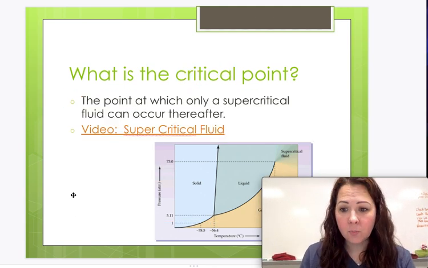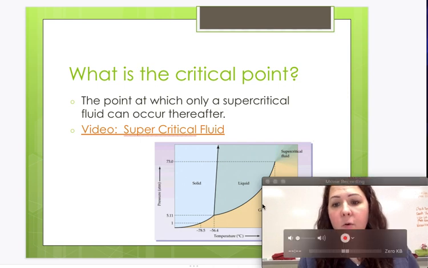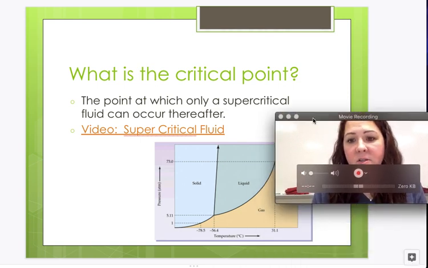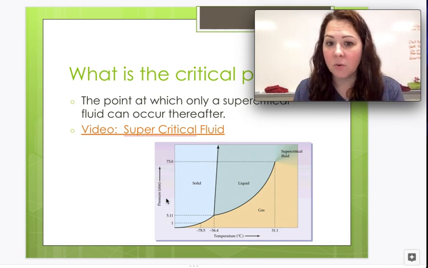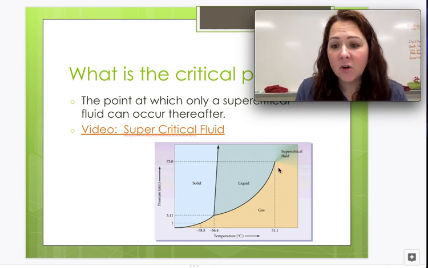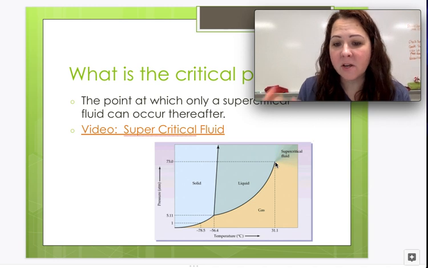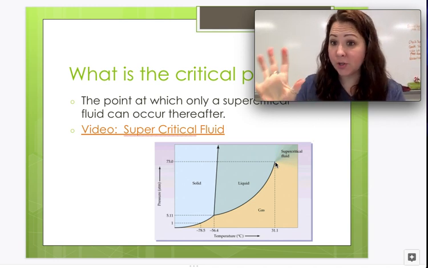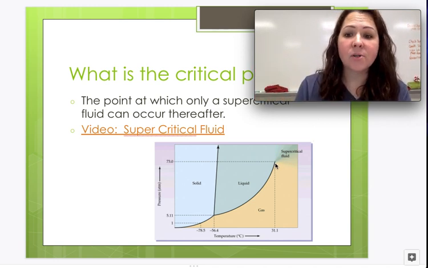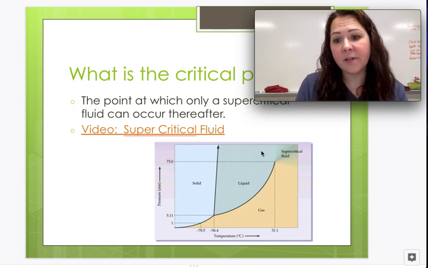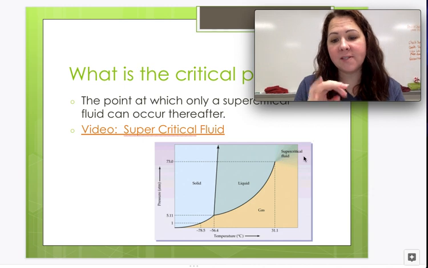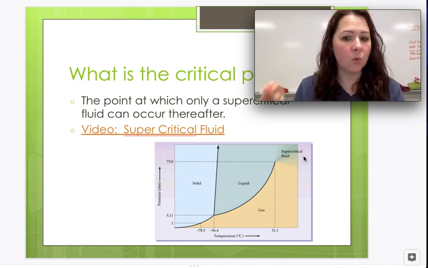Now the critical point, I'm not actually going to show you this video, but the critical point is the point at which you can no longer have a liquid or a gas. The critical point right here just means that your temperatures and your pressures are too extreme, and with those being too extreme, after that you make a new state of matter. The new state of matter is called a supercritical fluid, which has different properties than a solid, a liquid, or a gas.